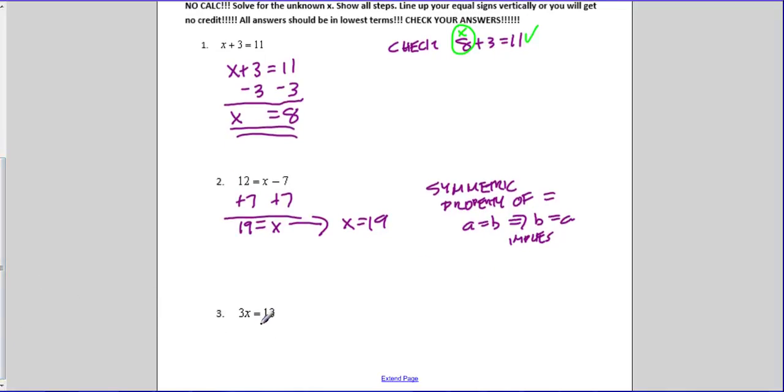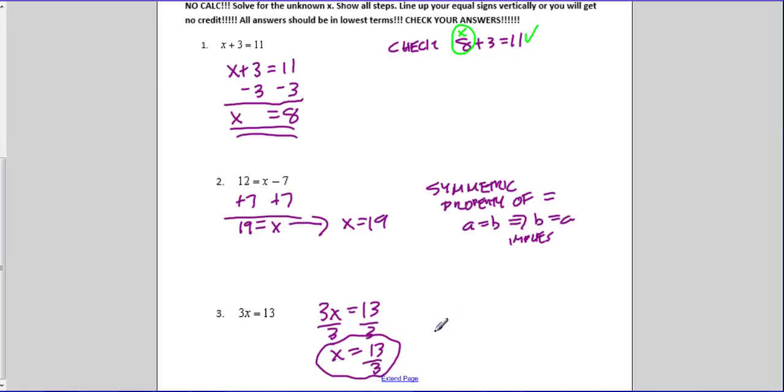So number 3, 3x equals 13. Okay, I have 3 times x equals 13. I need to get x by itself, so to undo multiplication I use division. So divide both sides by 3, so I get x is 13 over 3. This is an improper fraction. It is in lowest terms.